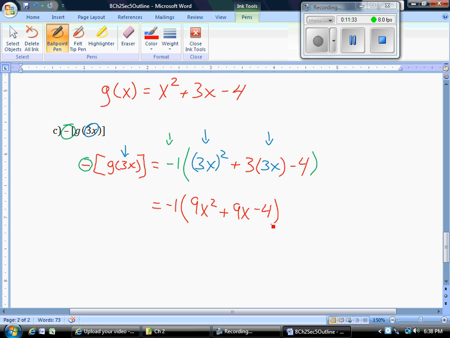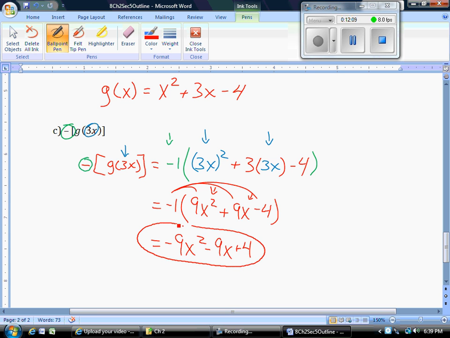I can't combine the 9x squared and the 9x because one's an x squared and one just has an x. I can't combine the negative 4 and the x's because you can only combine things that have the same variables, like terms it's called. So all I'm going to do now is multiply everything by negative 1, use magic hat pat, the distributive property. And so negative 1 times everything just flips the signs, which gives me negative 9x squared minus 9x plus 4. Okay? So that is going to be the negative of g of 3 of x.